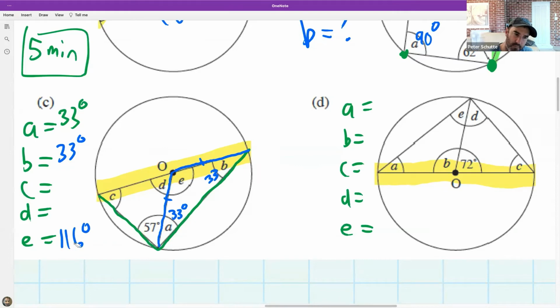So E would be 180 minus 66, and that should be 116 degrees. No, I'm lying. It is 114. My brain had a moment. And then once I know what that is, then I know what D is because these are angles on a straight line, and they add up to 180. And so that would be 6 plus 60. So D is going to be 66. And then what is C going to be? Well, I think this is another isosceles triangle. And so we know that this 57 and this C over here must also be 57.